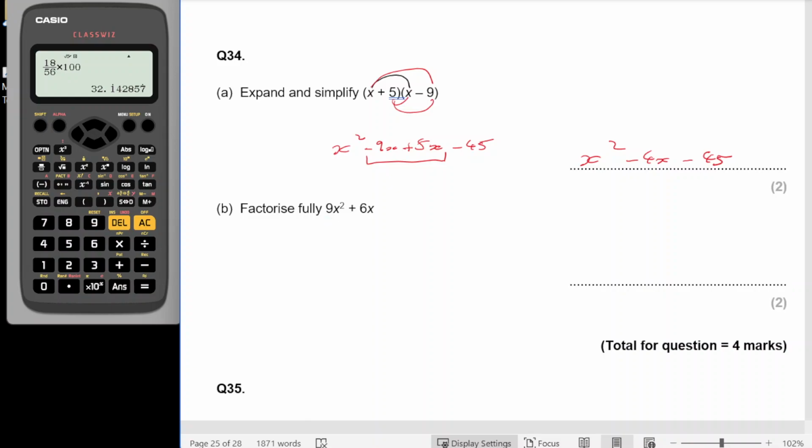And then the second part, factorise fully. So these not only have a number, they also have an algebraic term in common. So I'm going to take out 3x as a common factor this time, and then I need to times 3x by 3x to get 9x squared, and then I need to times 3x by 2 to get 6x, and then that's still going to be a plus in the middle.